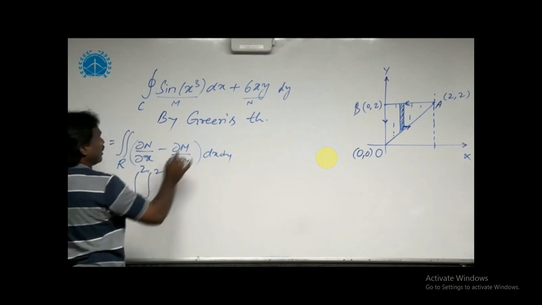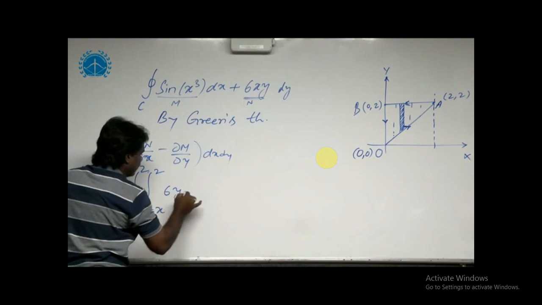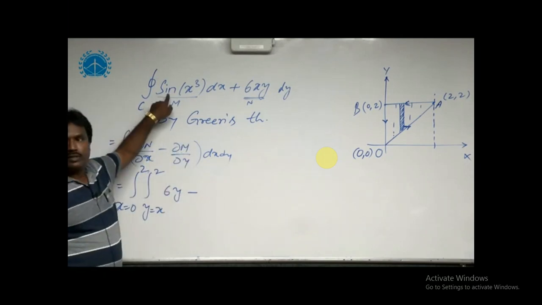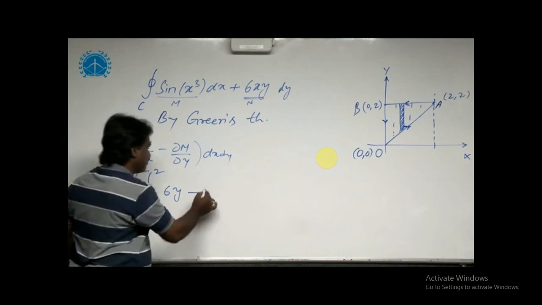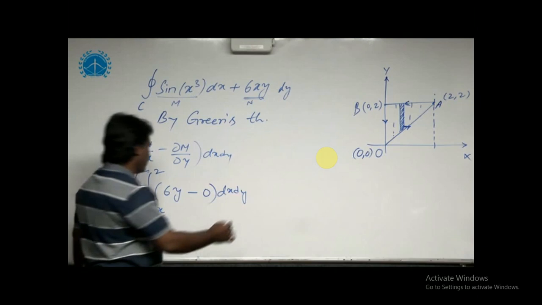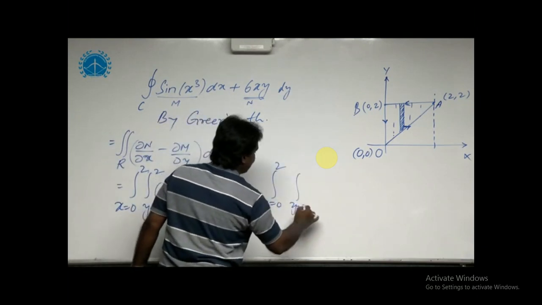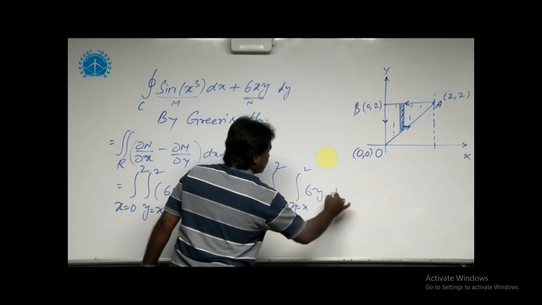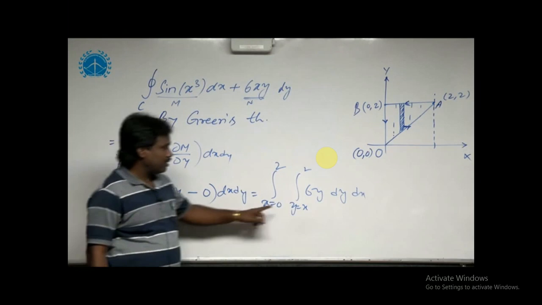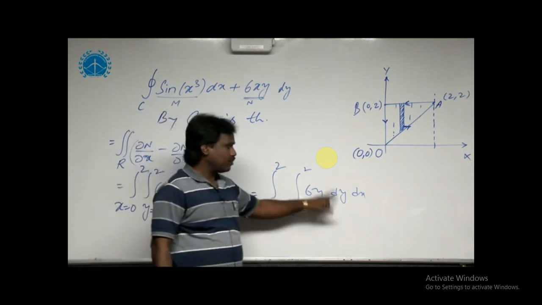dN by dx, differentiating N with respect to x, is 6y, minus dM by dy. In M there is no y variable, therefore it becomes 0. So that is equivalent to the integral for x from 0 to 2, y from x to 2, of 6y dy dx. The order of integration depends on the limits. The y limits are variables, so first we integrate with respect to y.